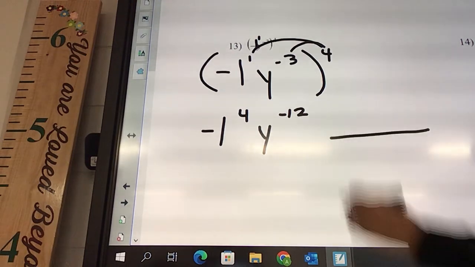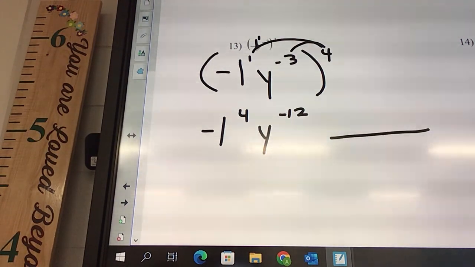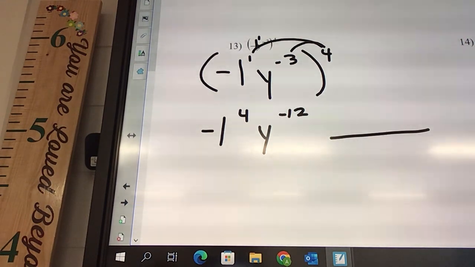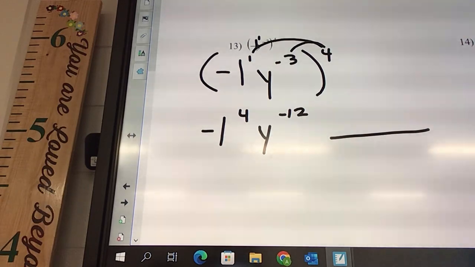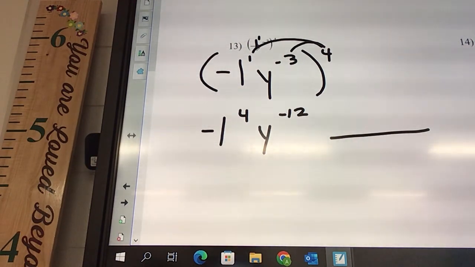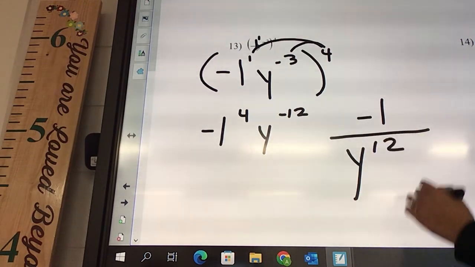Do we have negative exponents? Yes. Okay. Well, where does negative 1 to the 4th power go? On the top. And what is negative 1 to the 4th power? Because we need to simplify, the same way if it was 2 squared. Negative 1 to the 4th power, negative 1. And then we get y to the positive 12 on the bottom.